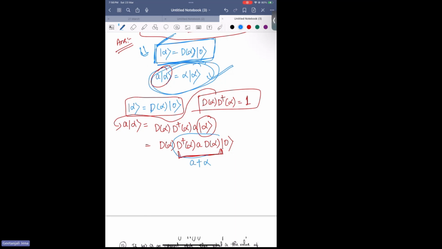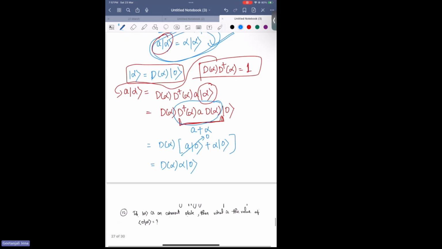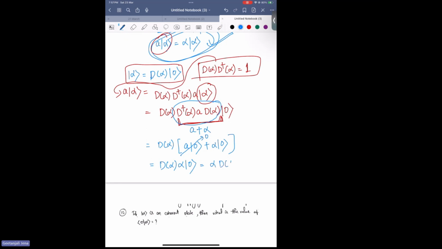Okay. So this is the simplified expression for these terms. That means this is D(alpha) times (A times 0 plus alpha times 0). A times 0 is 0, because if the lowering operator acts on the lowest state, it will give 0. So the term that will remain is D(alpha) times alpha times 0. We can write it as alpha times D(alpha) 0, and D(alpha) 0 is nothing but alpha, right?